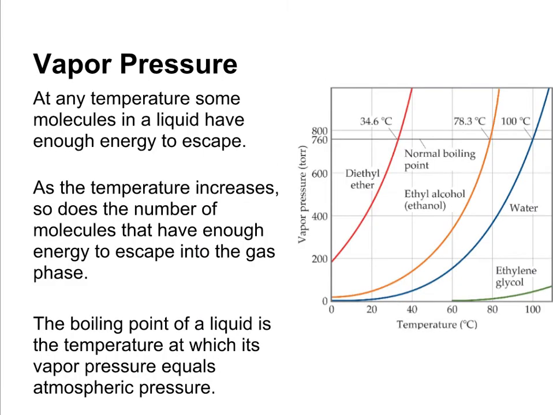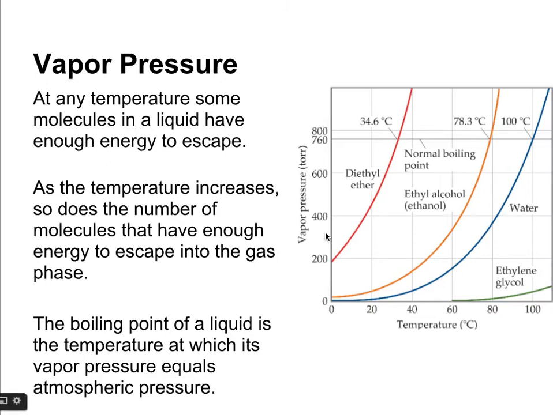Now let's talk about vapor pressure. At any temperature, some molecules in a liquid have enough energy to escape the liquid state into the gas state. So as the temperature of that liquid increases, the energy of the molecules is increasing. That means that as temperature increases, we're going to have more molecules with enough energy to escape into the gas phase. The boiling point of a liquid is the temperature at which its vapor pressure equals the atmospheric pressure. So as you heat up a liquid, you are increasing the vapor pressure until the vapor pressure of that liquid equals the air pressure around it. That's when the liquid starts to boil and all the liquid molecules are starting to escape into the gas phase.